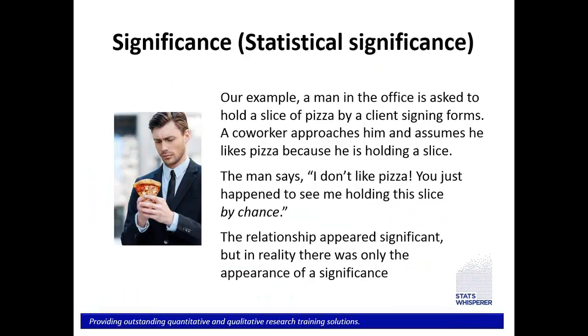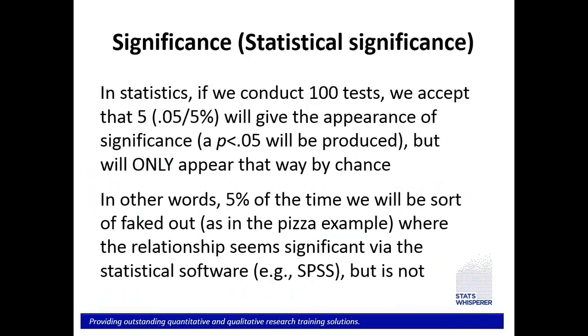So what that means is the relationship looks significant, but in reality, it only appeared that there was significance. We sort of got faked out. So that's what it means when it happens by chance. It's kind of a random occurrence that looks significant, but it's really not. So in statistics, we accept that 5 out of 100 times we're going to get a finding that says it's significant, but it's only going to occur by chance. Just like the example with the pizza, maybe 5 out of 100 times you see someone holding pizza and they don't really like pizza. Maybe they're holding it for someone else. It appears significant, but it's really not.